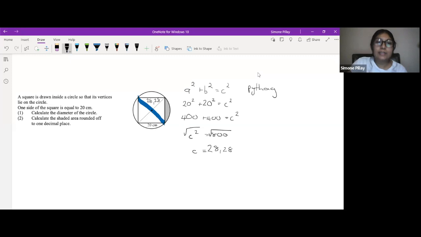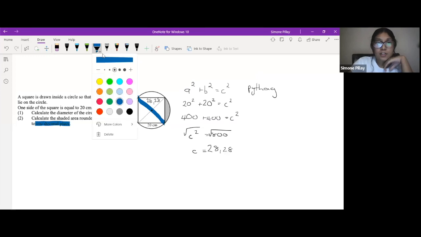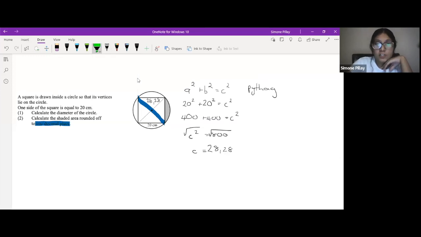Part 2 says calculate the shaded area rounded off to 1 decimal place. And I just want to highlight that, because let's not give 2 decimal places when they told us to round off to 1 decimal place. So area of my shaded region. It's actually super similar to the one that we did above. Do you agree with me, guys, that I can calculate the area of a quarter of my circle and then calculate the area of the triangle?